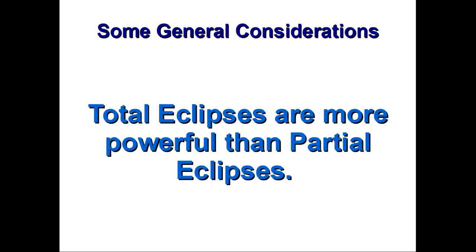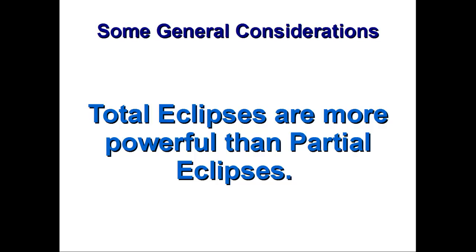Now, a total eclipse is typically a much more powerful phenomenon than a partial eclipse. We showed the diagram a moment ago, the shadow hitting the Earth. Sometimes that shadow, the focal point, will actually be above the surface of the Earth, and what that does is create a partial eclipse effect.